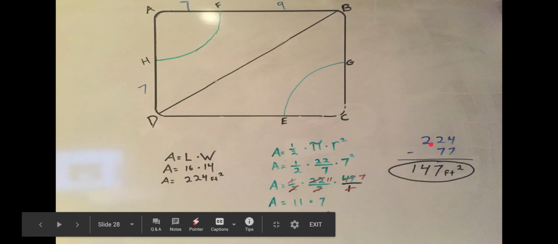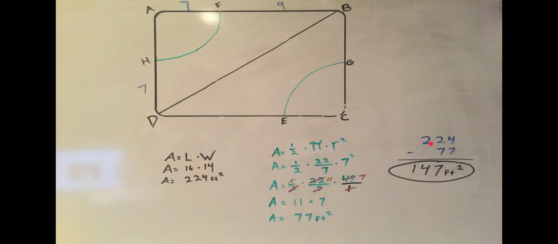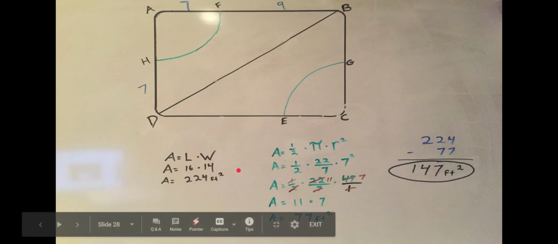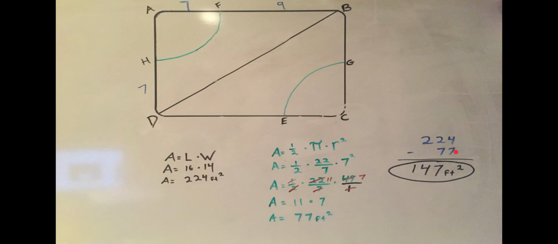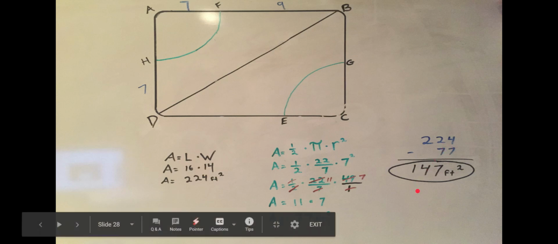And then what we'll do is we want to find out what the area of this region of our figure is between the two semicircles. So we just want in here without the semicircles. So we know that the whole thing is 224. We know that the half circle is 77. So we're just going to subtract the half circle, because we don't need that part, from the whole, and we have 147 feet squared. All right.